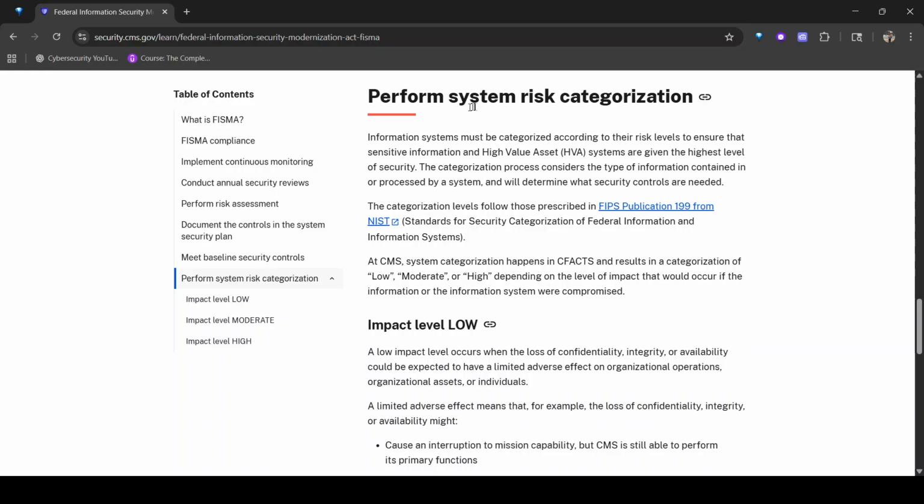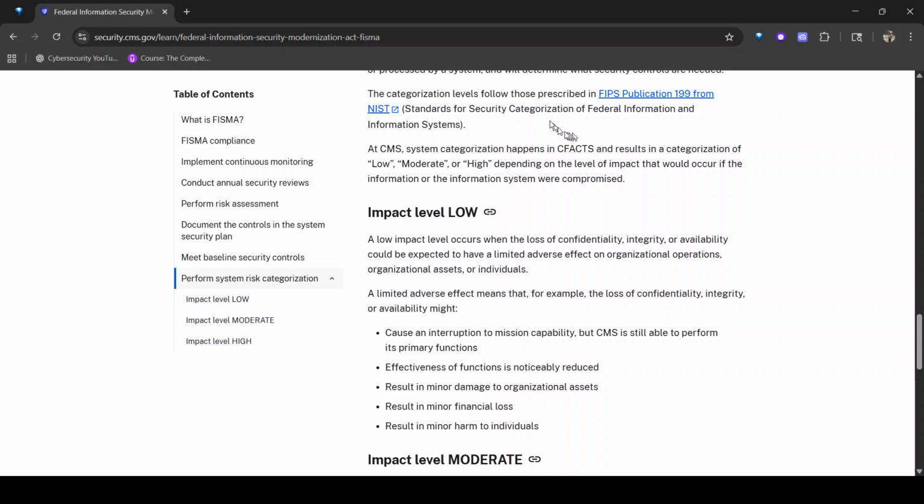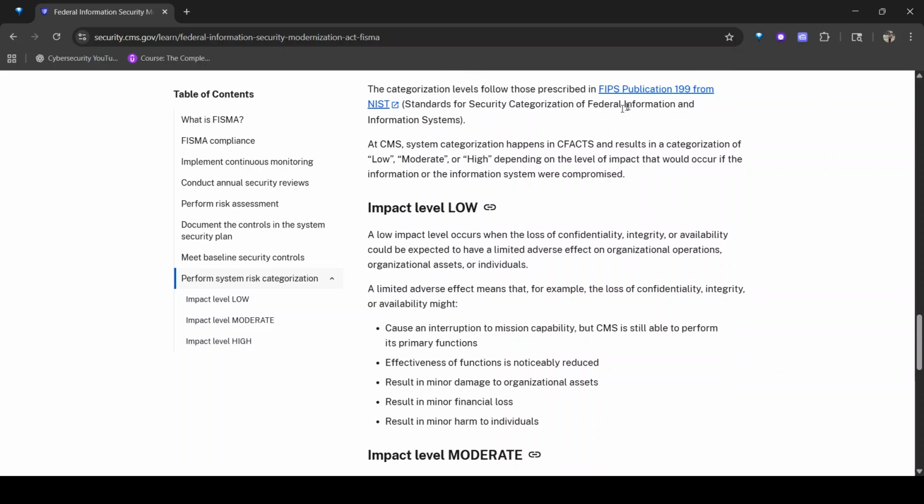Perform system risk categorization. Information systems must be categorized according to their risk levels to ensure that sensitive information and high-value asset, or HVA, systems are given the highest level of security. The categorization process considers the type of information contained in or processed by a system and will determine what security controls are needed. The categorization levels follow those prescribed in FIPS Publication 199 from NIST, or the Standards for Security Categorization of Federal Information and Information Systems.